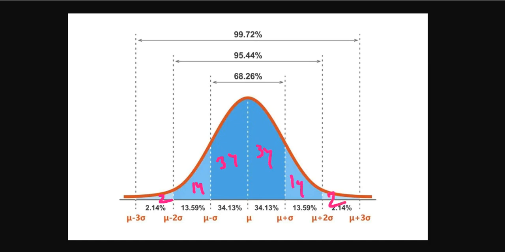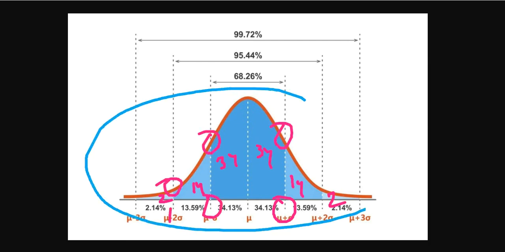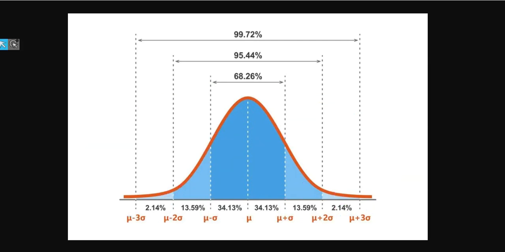Any percentile rank you can calculate. If this is given, you can calculate this also. If this is given, you can calculate this also, and you can calculate each and everything based on the question being asked with zero problem, because its skewness is 0.